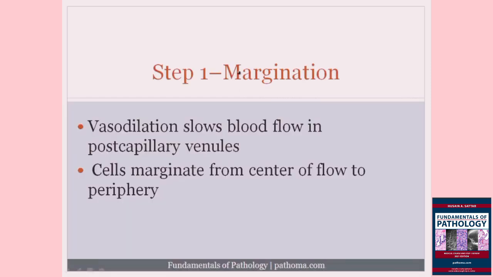So let's go back and now look at step one of margination with that in the back of our mind. So what do I say about step one? I say step one, margination. Vasodilation slows the blood flow. Where? Post-capillary venule. Again, very high yield, that the neutrophils are going to come in the same place that the fluid comes from, which is the post-capillary venule. Now, because we get that vasodilation, the cells are going to marginate from the center of the flow to the periphery. And that's basically what I was trying to say here in your text.